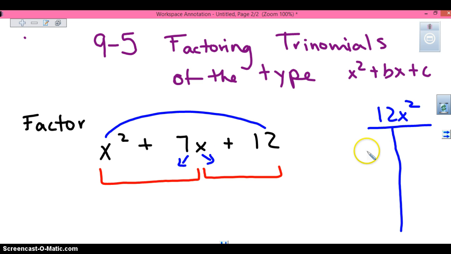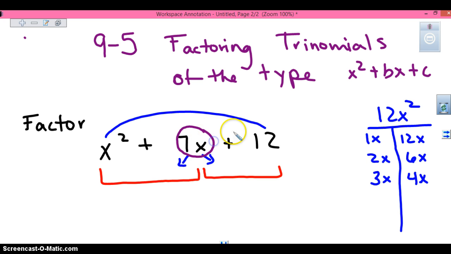So the factors of 12x squared would be 1x times 12x, 2x times 6x, 3x times 4x. All of these equal 12x squared. Now we want to use a set of factors that equals 7x. So if we add 3x plus 4x, it equals 7x.